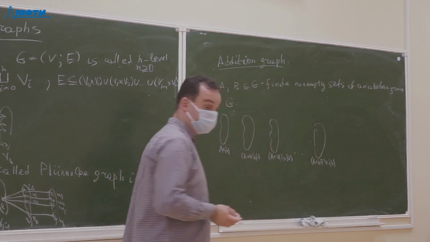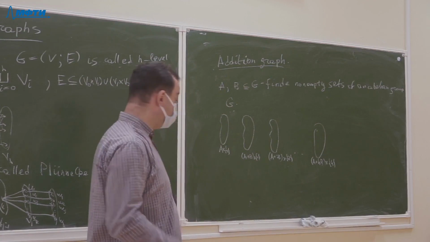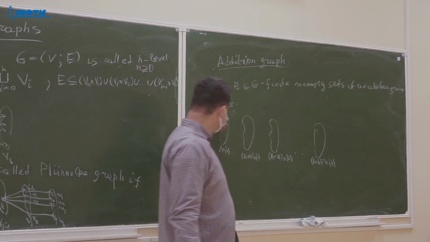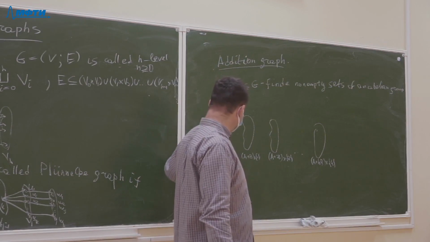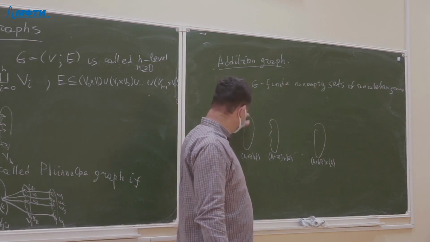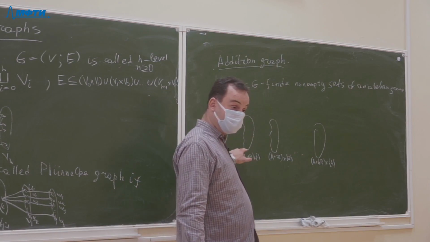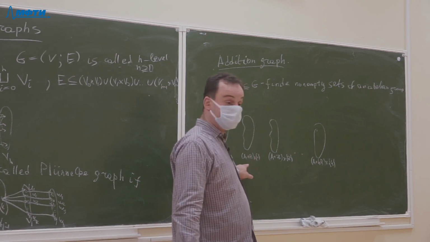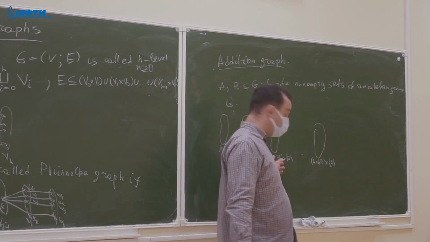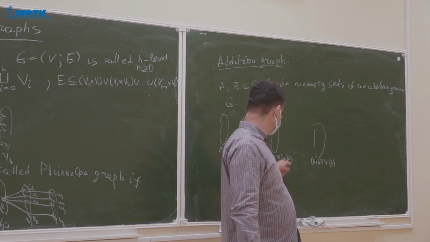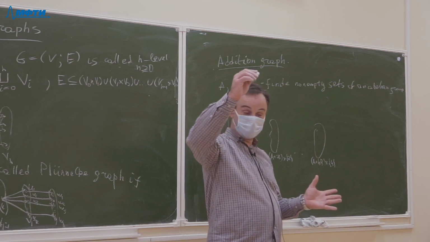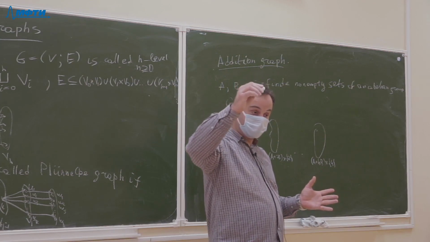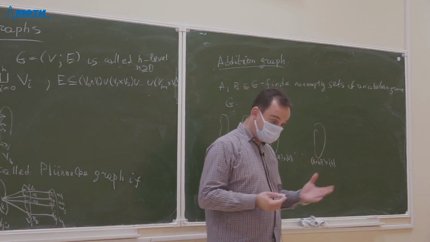Here are our levels. What are our vertices? Each vertex here represents an element of A. Each vertex in here represents an element of A plus B. In here, each vertex represents an element of A plus 2B, and so on and so forth. So each level is larger than the previous one.